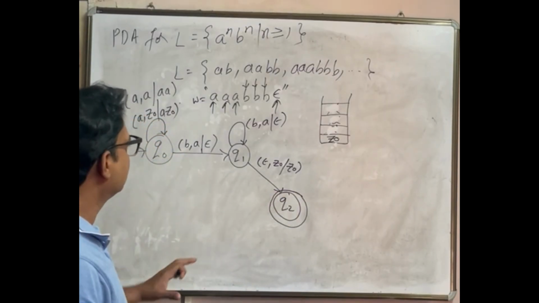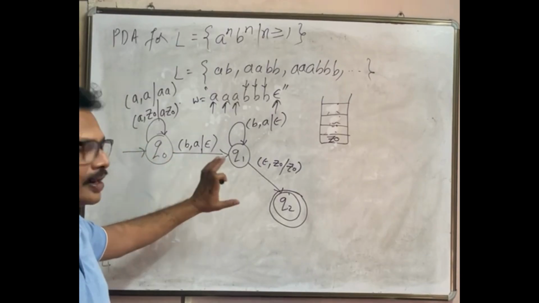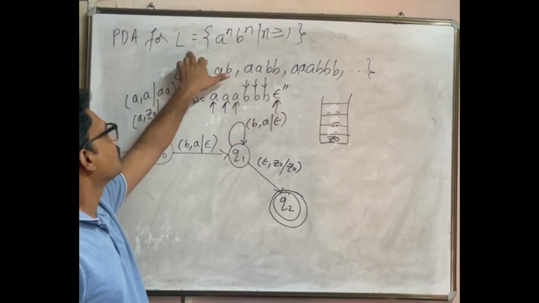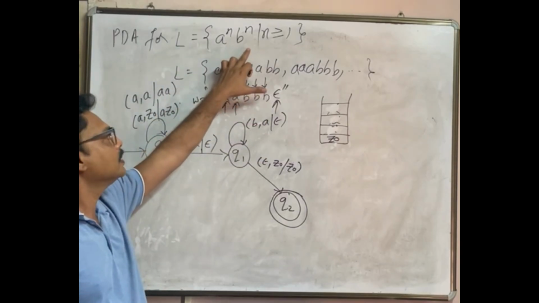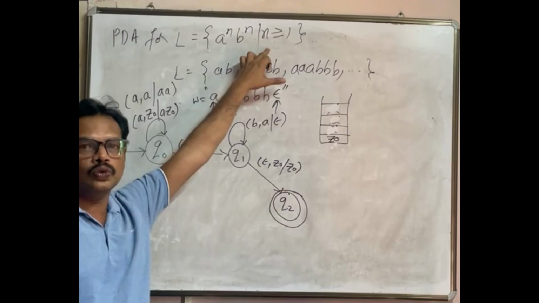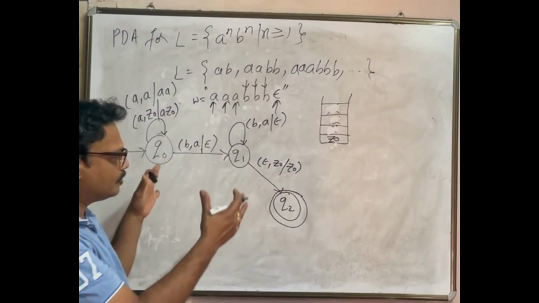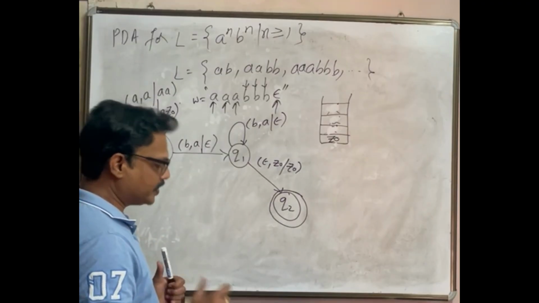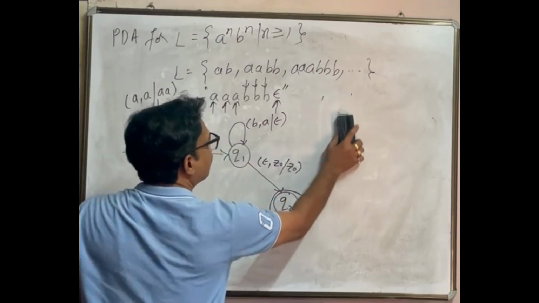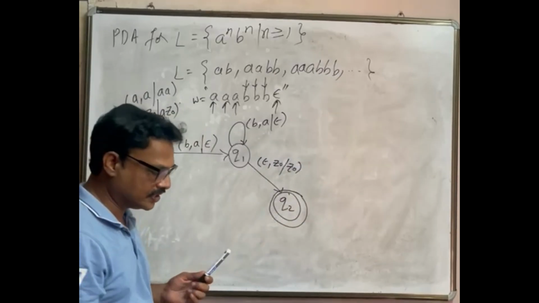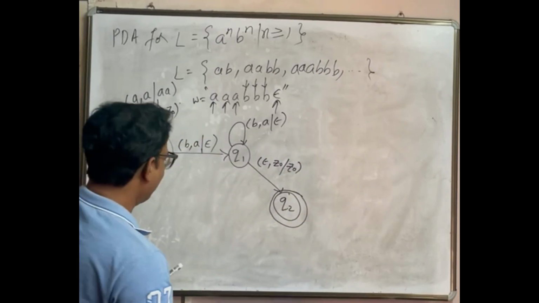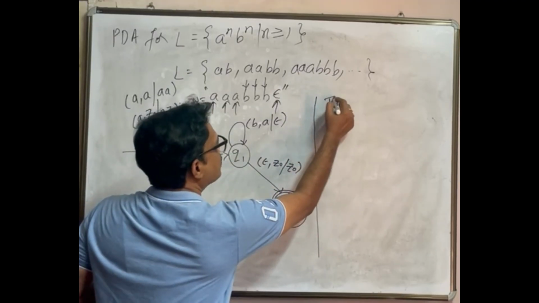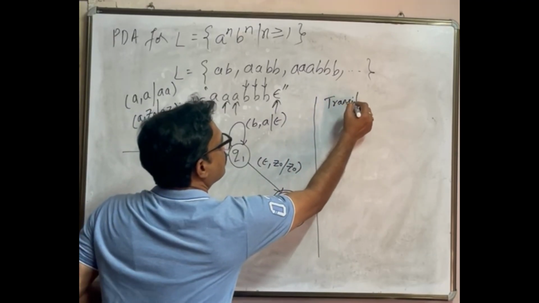And this is the PDA transition diagram for the given string AAABBB over the language set a to the power n, b to the power n, such that n is greater than or equal to 1. Now this is the first part of your answer, that is the transition diagram. The second part of your answer will be the transition functions. Let us see that. I will put it over here. Transition function.